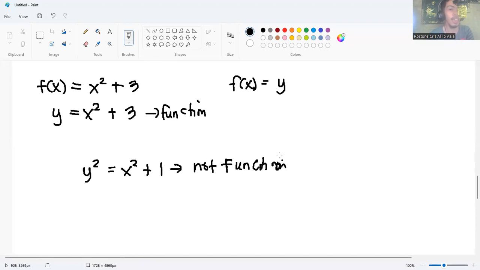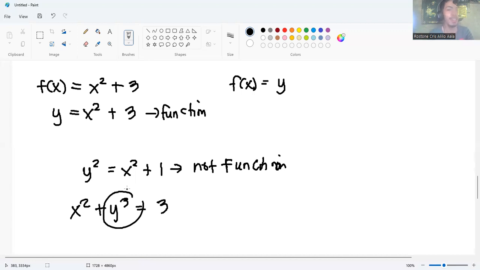Bakit? Kasi yung ating y, meron na siyang squared or meron na siyang exponent na 2 or more. So sa equation, malalaman natin na function kapag ang y ay linear. Pero kapag ang y ay hindi na linear, ibig sabihin, hindi na siya function. So kapag nagkaroon pa siya ng y cube, let's say we have x squared plus y cube equals 3. This will not be a function kasi nga, hindi na siya linear. Okay? So yun lang ang ating lesson for today.